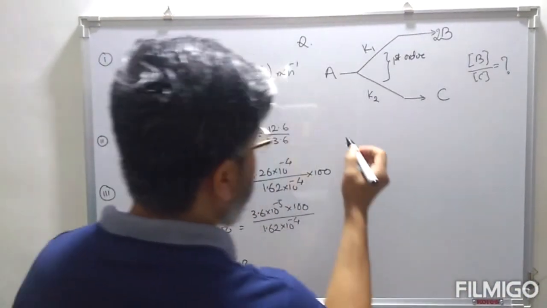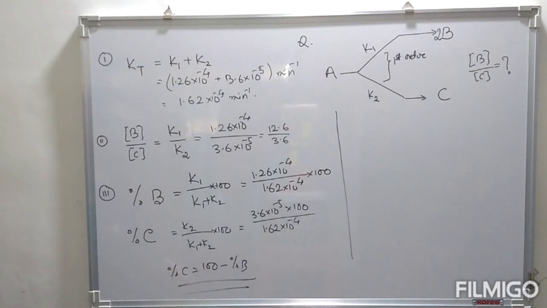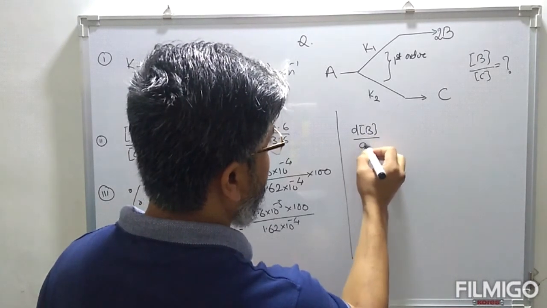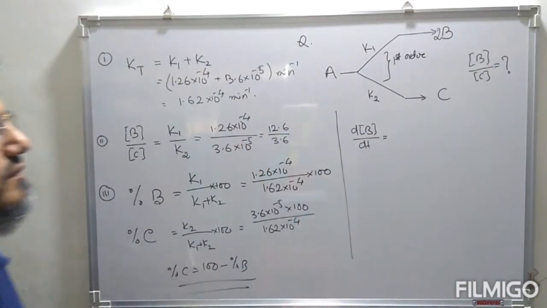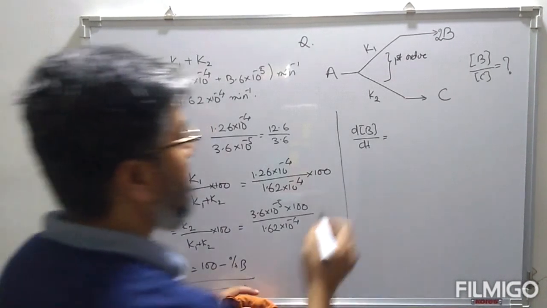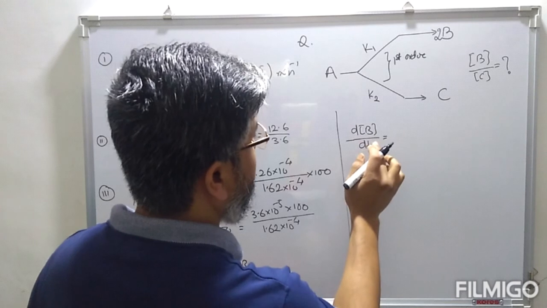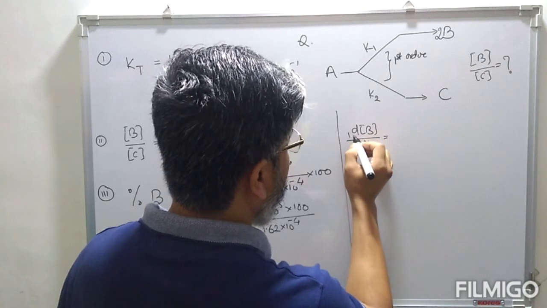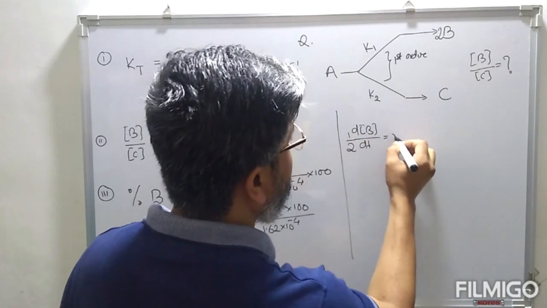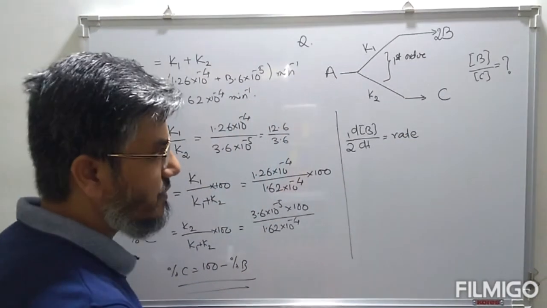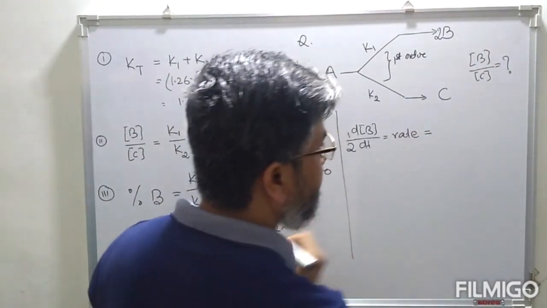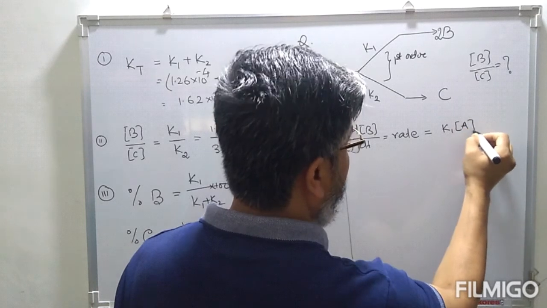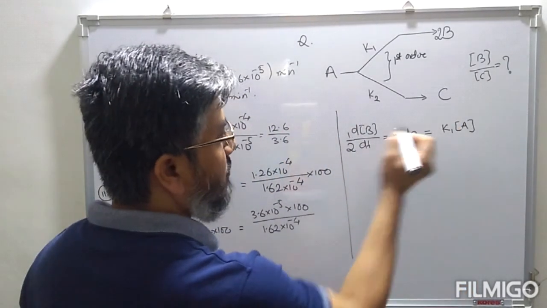So if you have this type of case, then first we have to write down the equations applicable to both the reactions. The rate of formation of product B, that is one by 2, is equal to the rate of reaction. So this rate of reaction is equal to K1 into concentration of A. So this is the rate 1.